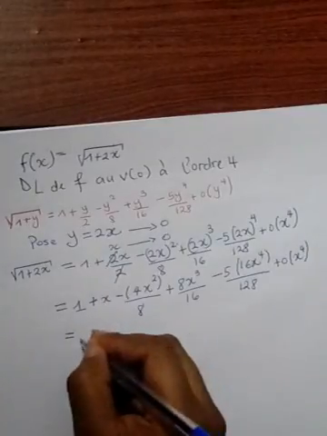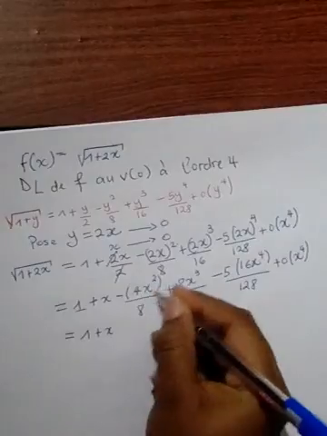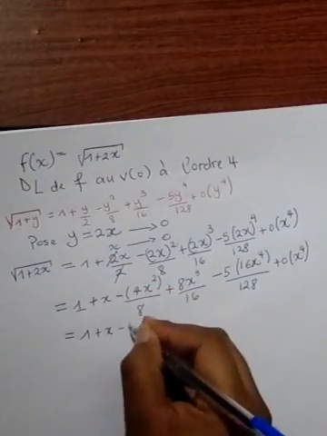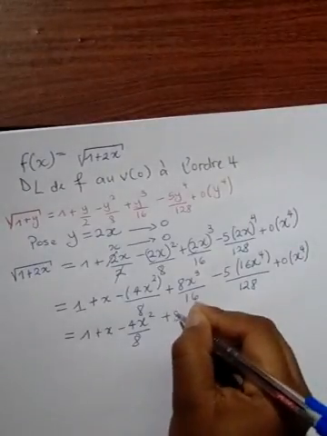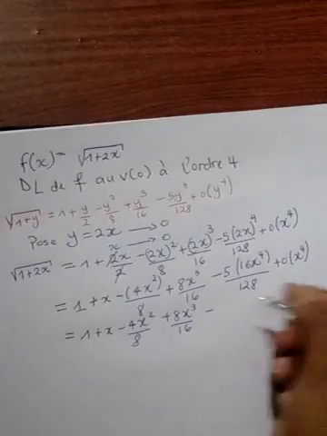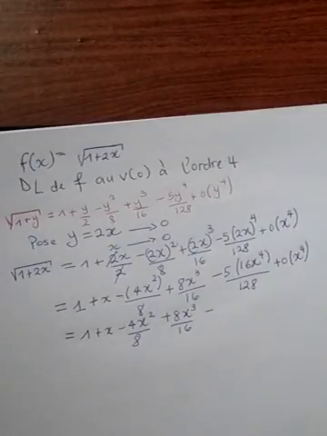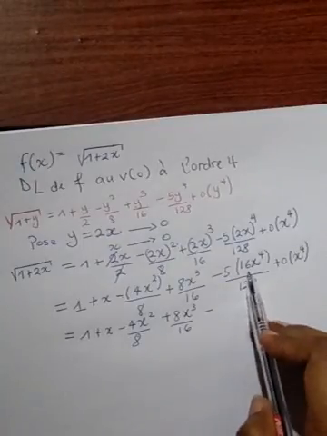So this will now be equal to 1 plus x minus 4x squared over 8 plus 8x cubed over 16 minus, so we get our calculator and we multiply 5 times 16.